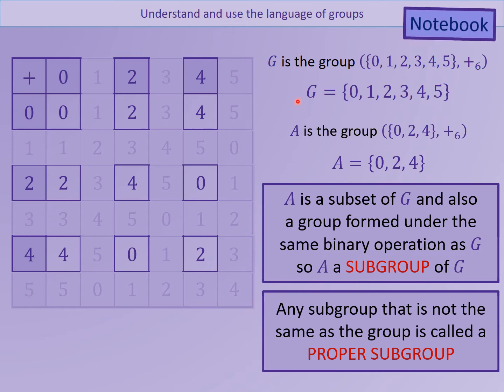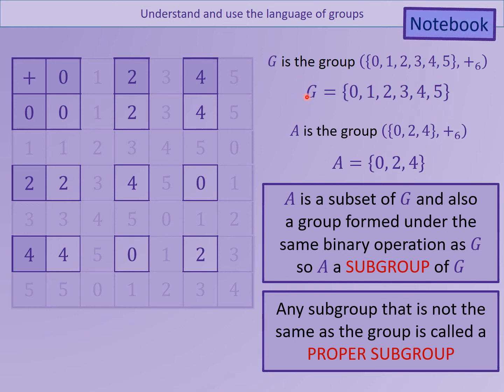Okay, we also talked about the fact that the actual original group was a subgroup. Now, if you look at any subgroups that are not the original, so not 1, 2, 3, 4, 5, any subgroups that are not the original are called proper subgroups. So A is a subgroup of G, but it's also a proper subgroup of G because it doesn't have all of G's elements. The only subgroup that's not a proper subgroup is the original group itself.